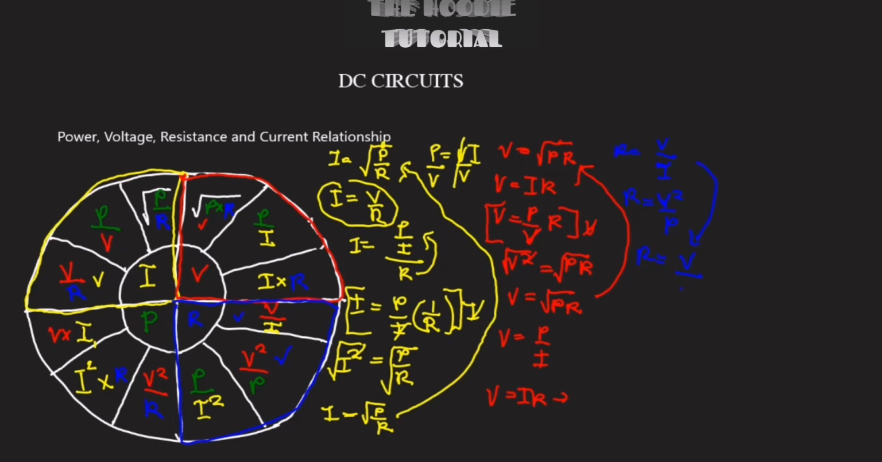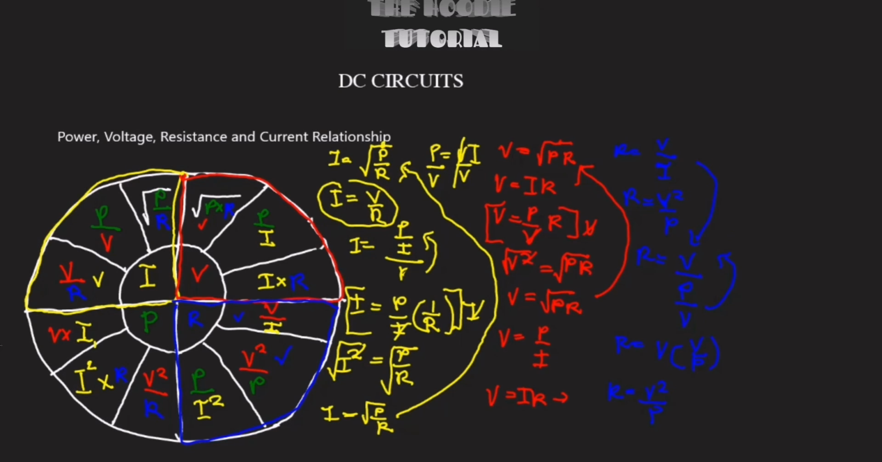Let's put the value of I right here. So R is equal to V over P over V. If we raise this, that would lead to its reciprocal, V over P, leaving behind R is equal to V squared over P, which, if you can notice, is the same equation. That's it.